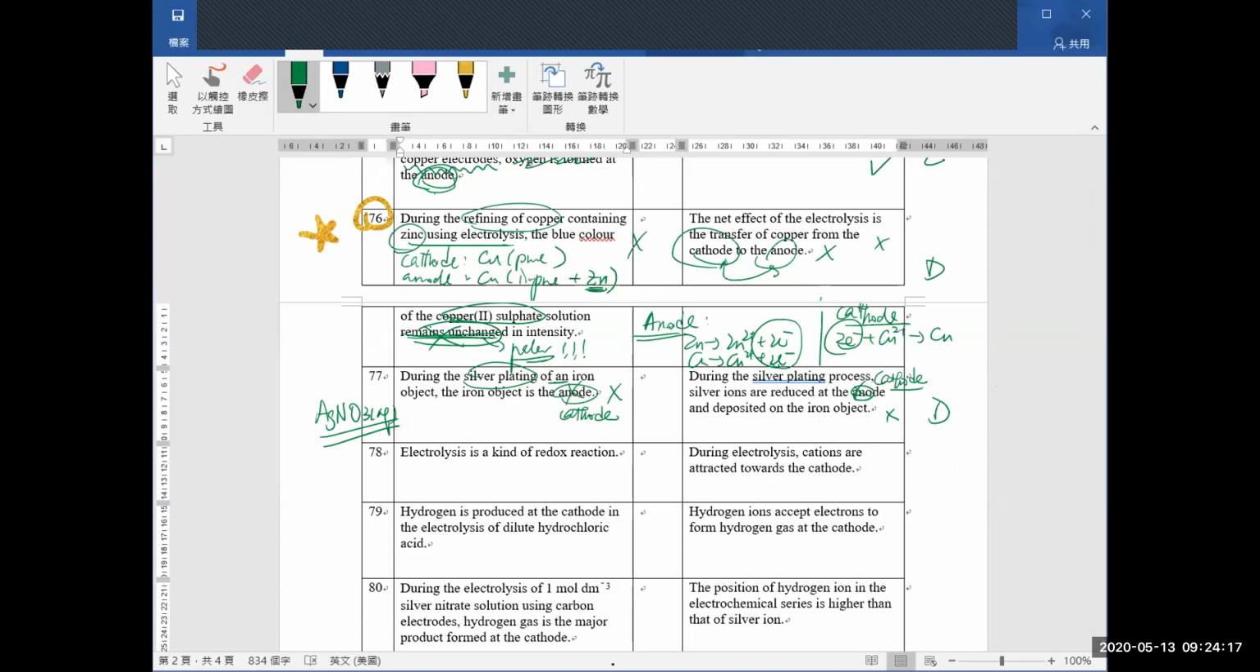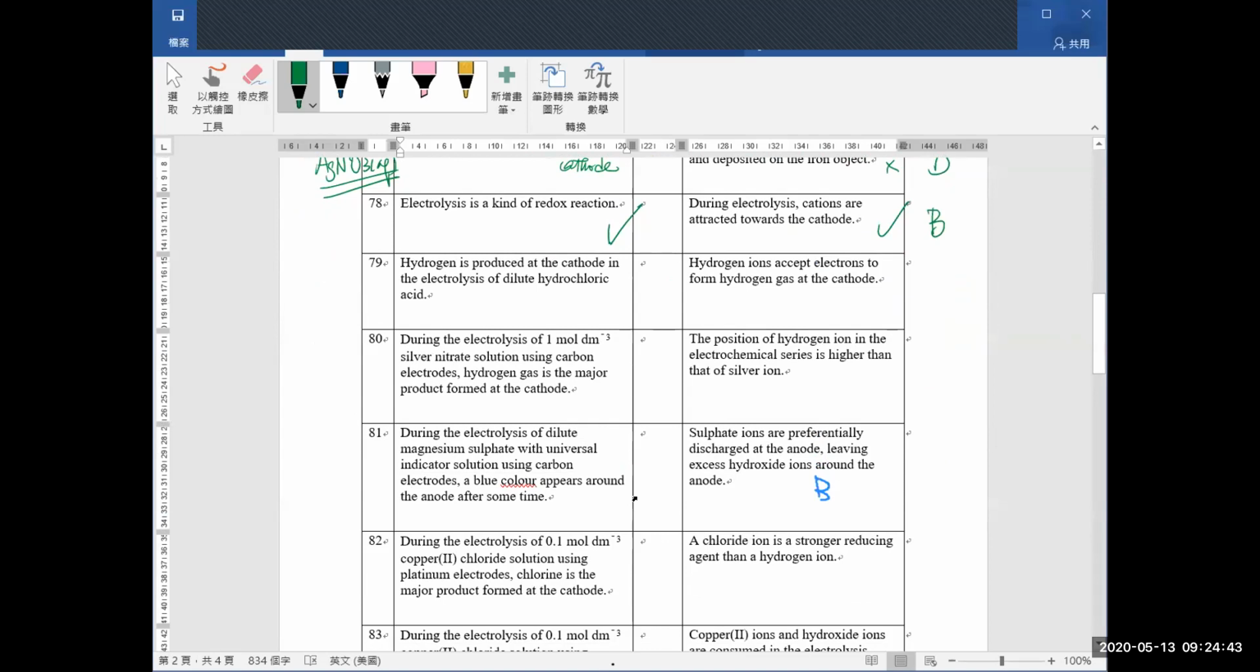Sarah, you. A very big tick for the first statement. How about the second statement? During electrolysis, cations are attracted towards the cathode. Yes, there are two relevant statements. 79. Yes, it is a type of cause and effect. The second statement explains the first one. Samson, 80.